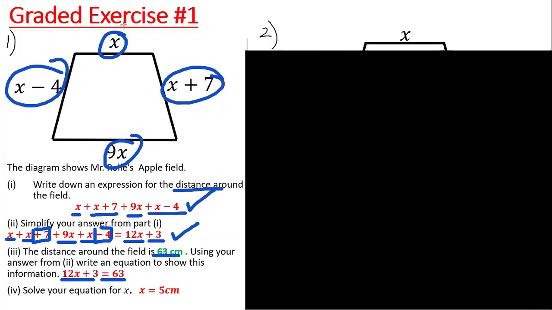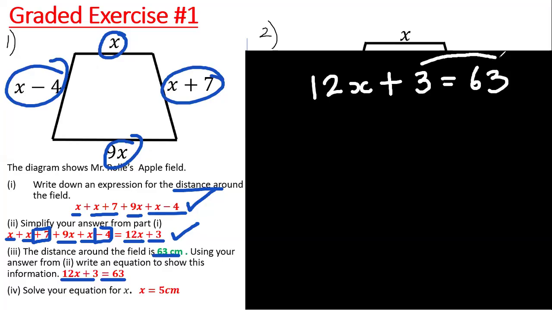So again, what do they give us? They give us 12x plus 3 is equal to 63. So what we have to do, class, in order to solve this, what's the first step? Get the 12x by itself and move the 3 over the equal sign, and it becomes negative. Very good.